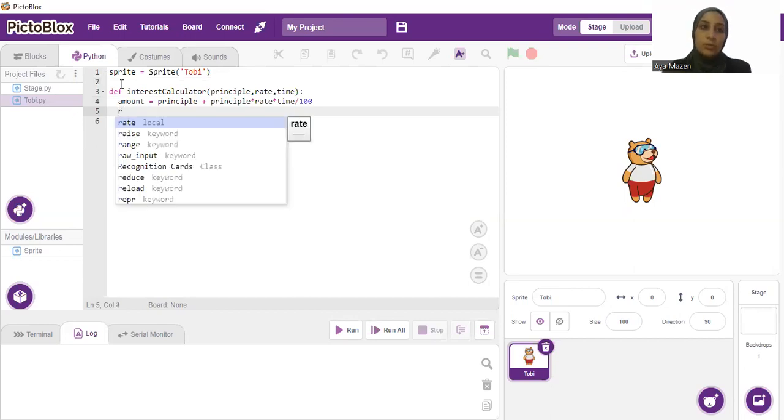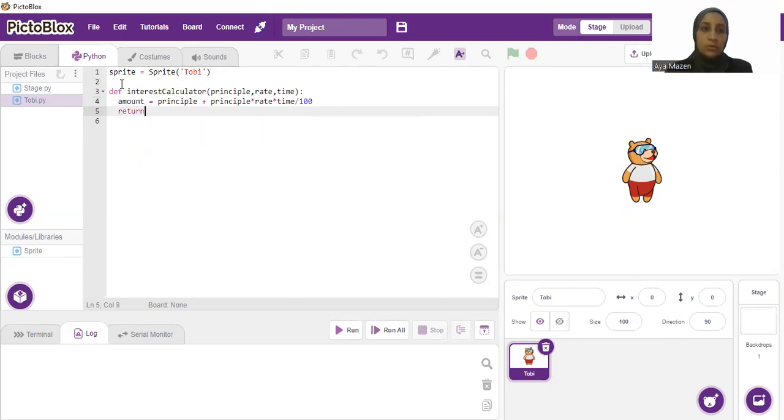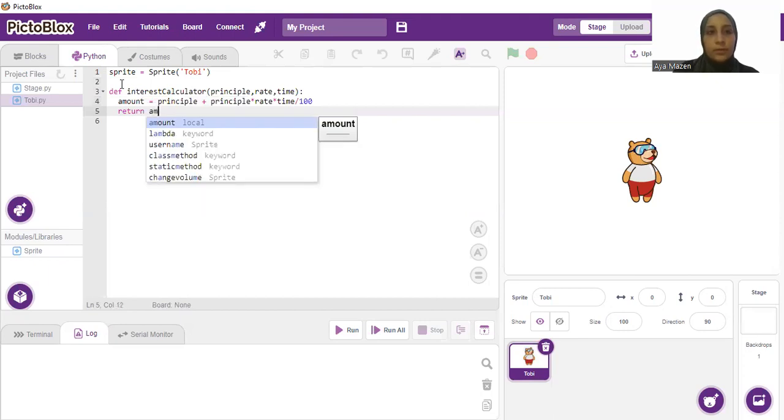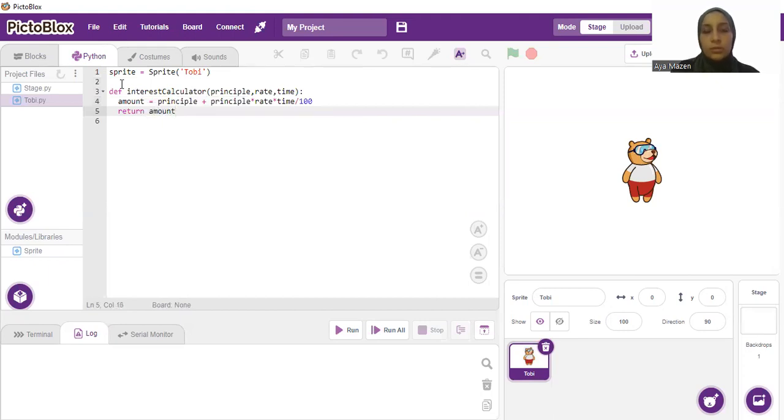So return. It's a keyword in Python. It will deliver for us the output of this function. So let's put after it amount.